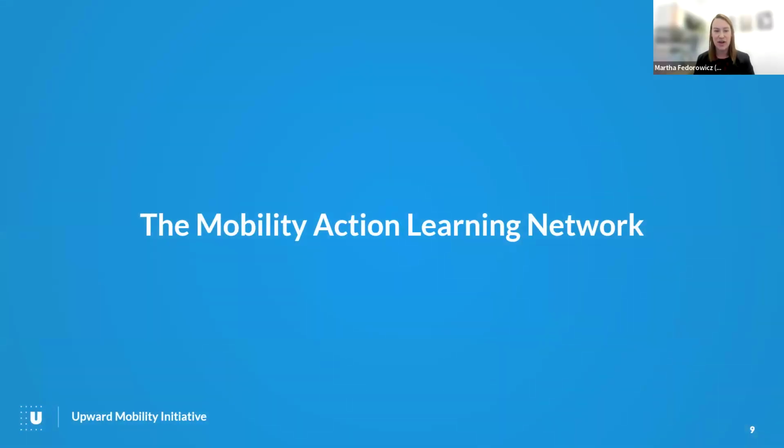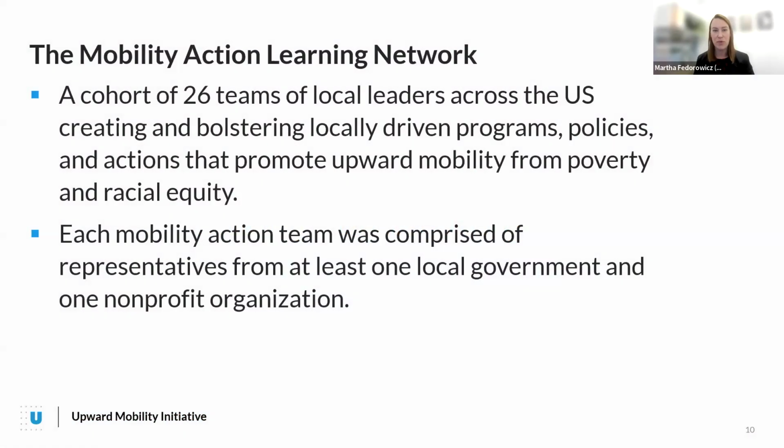So now, to set the stage for our presenters in a little bit and share a bit more about how we've learned what makes a good coalition, I want to briefly mention our Mobility Action Learning Network. In 2024, Urban hosted the Mobility Action Learning Network, a cohort of 26 cross-sector teams from across the US, united in their goal to boost upward mobility and equity in their communities.